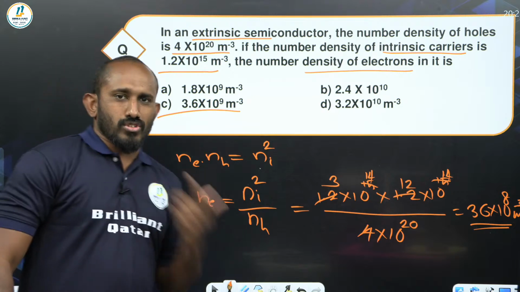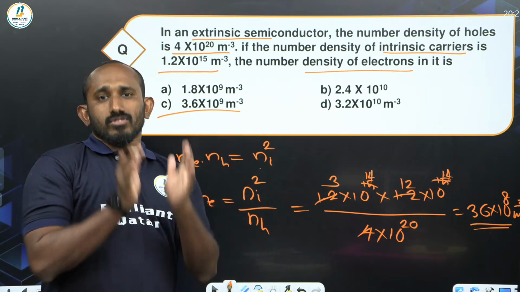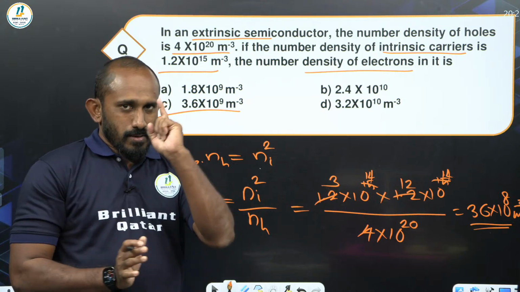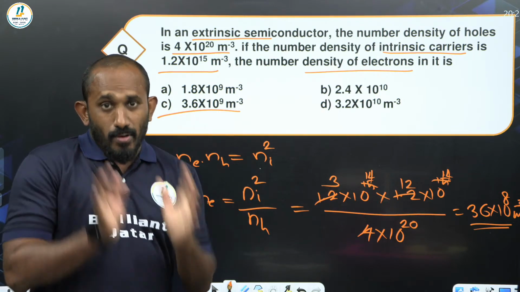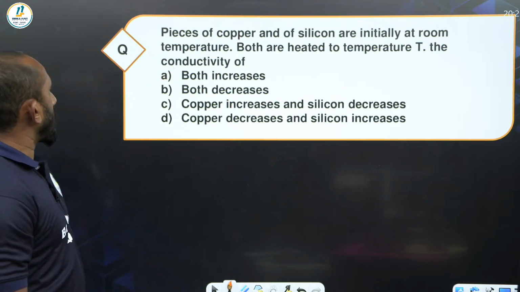Okay, let's go to the next one. Semiconductors and EM waves, alternate questions are coming. So from each question paper I selected this one. Please perform well on these MCQs. Okay, hope you will. Let's do the next one.